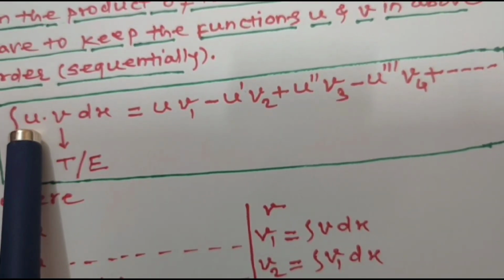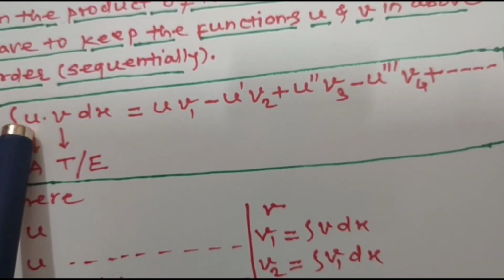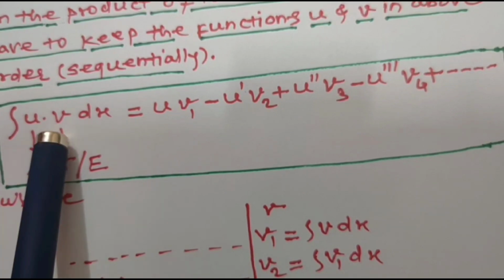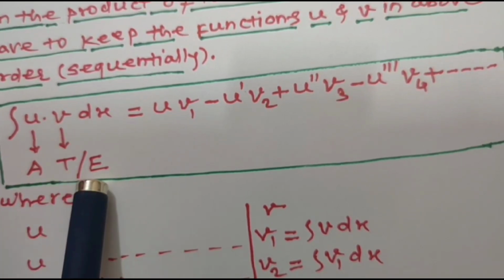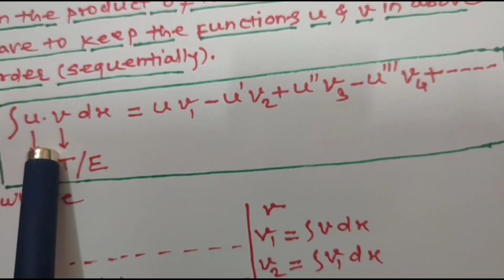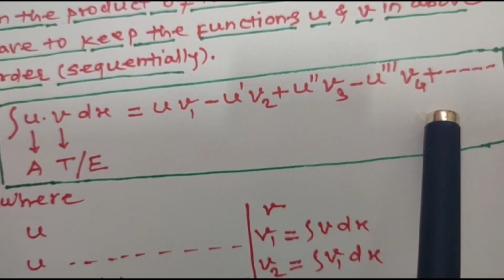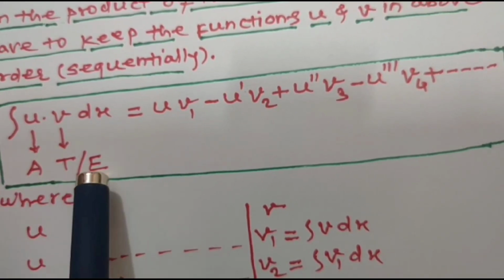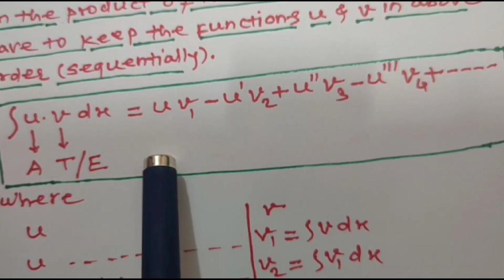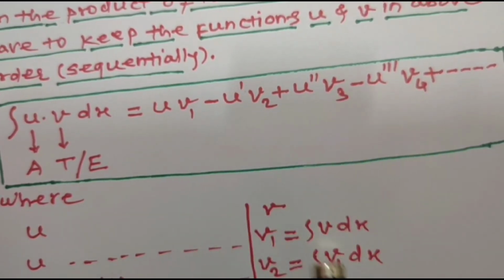The first function is u. Sequentially, the first function is u. If u is an algebraic function and the second function v is either a trigonometric function or an exponential function, then and only then can we apply this formula. Remember this point. One of the functions must be algebraic and the other function may be trigonometric or exponential. Only in that case do we apply this special formula.